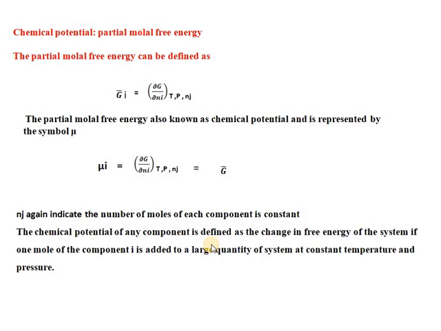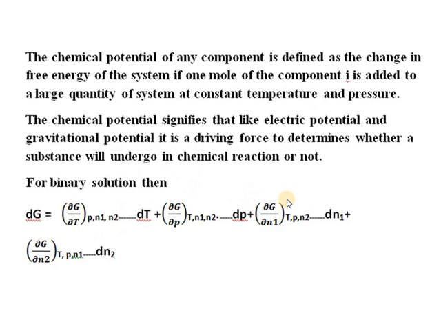The name chemical potential signifies something like electric potential or gravitational potential, and it is a driving force. Therefore, it is the chemical potential that determines whether a substance will undergo chemical reactions or not, and hence the potential of any component can be defined as the change in free energy of the system if 1 mole of component i is added to a large quantity of the system at a constant temperature and pressure.